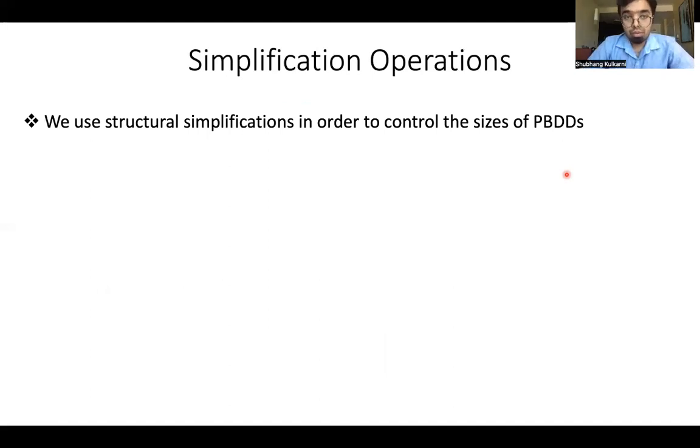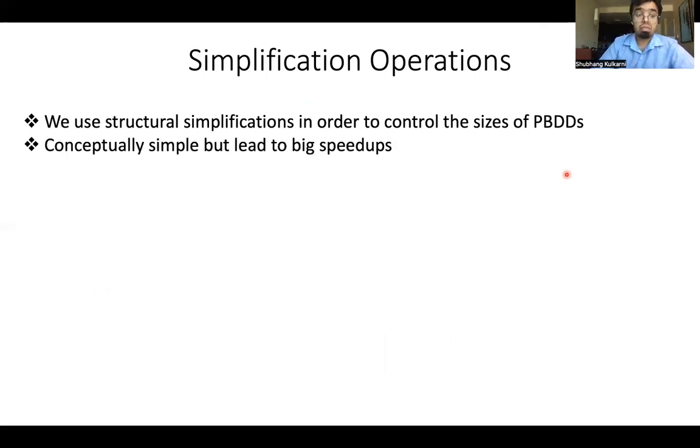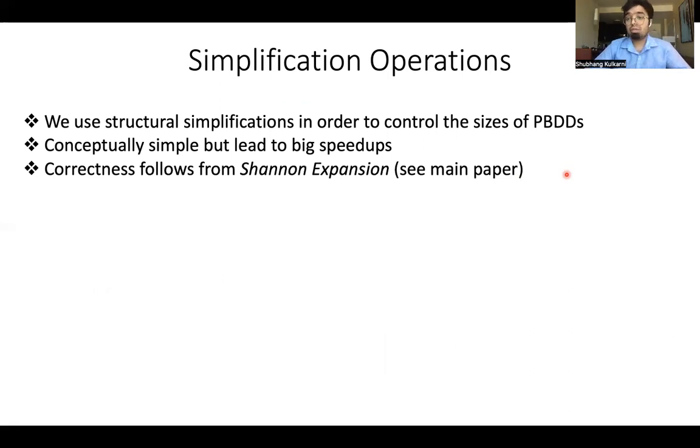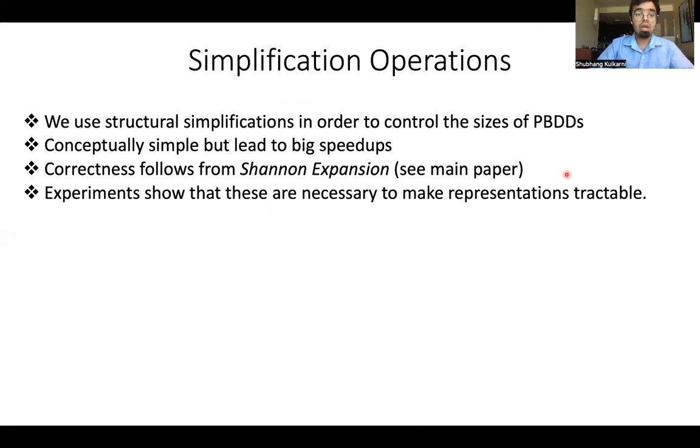Another note that we'd like to emphasize is that we use several structural simplifications in order to control the sizes of PBDDs. These are conceptually very simple, at least the ones that we include in all operations, but they lead to big speedups. The correctness of these simplification operations follows from the Shannon expansion of PBDDs, the details of which we refer you to the main paper for. And our experiments show that these are necessary to make representations even tractable at times.